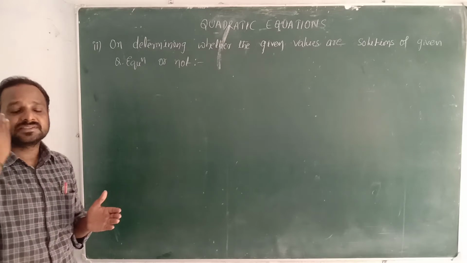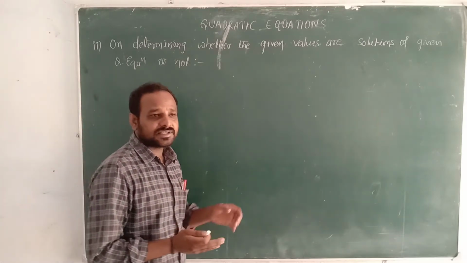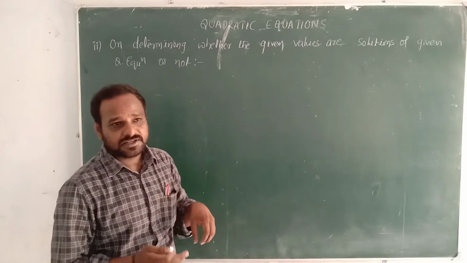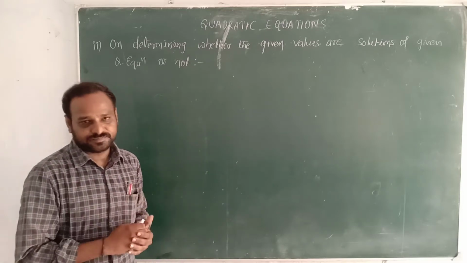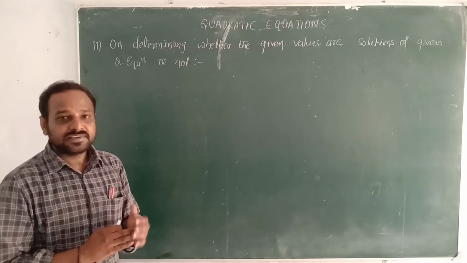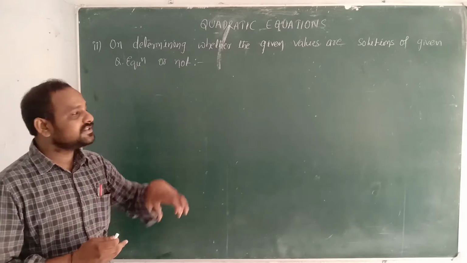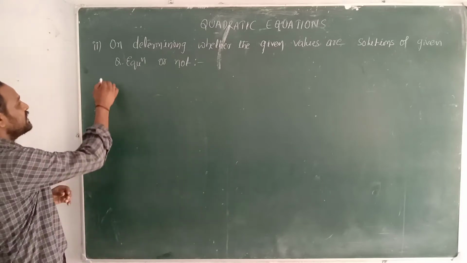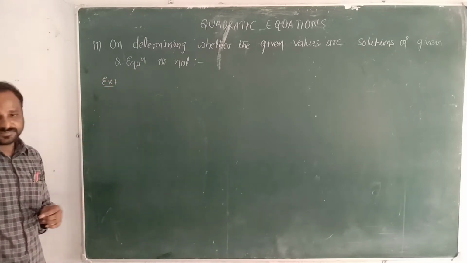When does a value become a root or a solution? If we substitute the given value in the given quadratic equation and get LHS equal to RHS, that means 0, then we can say that the given value is a solution for the given equation. So let's see. We are going to take examples. So, first example.